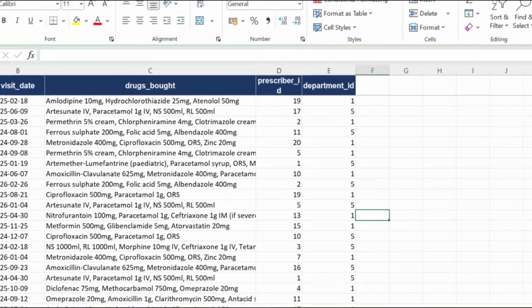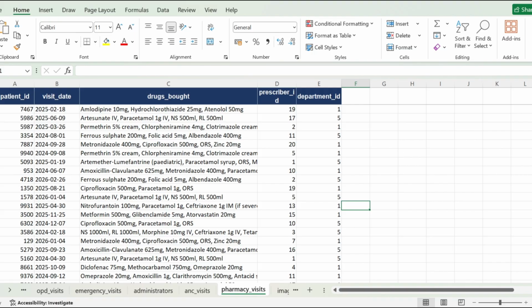Moving on to the pharmacy visits sheet. Every time a patient receives a medication from the pharmacy, a record is created in this table. This table enables medication utilization analysis, prescription audits, and pharmaceutical inventory planning.